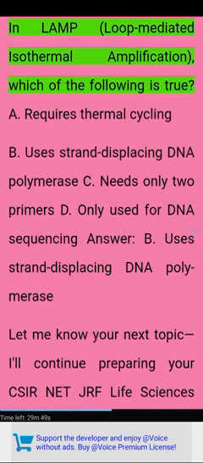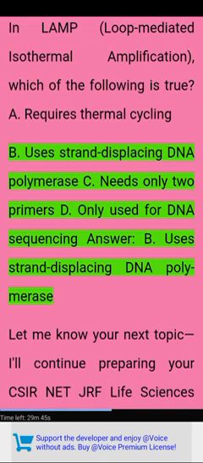CSIR NET June 2014. In LAMP, loop-mediated isothermal amplification, which of the following is true? A. Requires thermal cycling. B. Uses strand-displacing DNA polymerase. C. Needs only 2 primers. D. Only used for DNA sequencing. Answer, B, uses strand-displacing DNA polymerase.